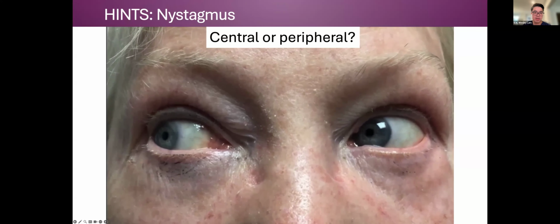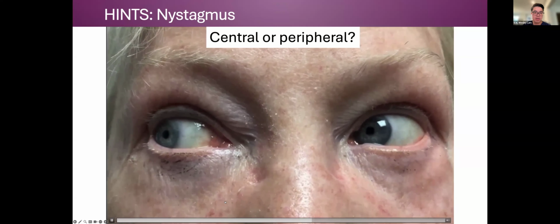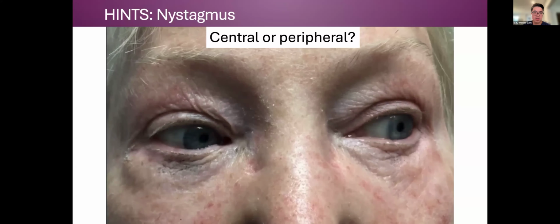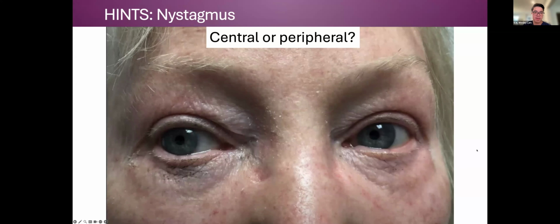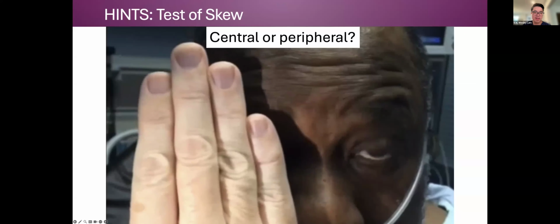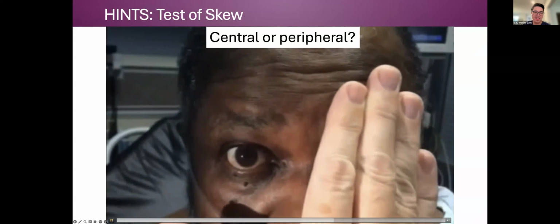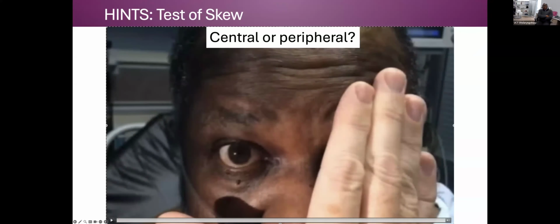What about this? Central. Central. Perfect. Yeah. You see the patient looking on the left gaze, they have left nystagmus, and then on right gaze, right nystagmus. Awesome. And then this is the last one. It's pretty easy here. Central. Yeah, perfect. So there is a positive test of skew here. There is a deviation.